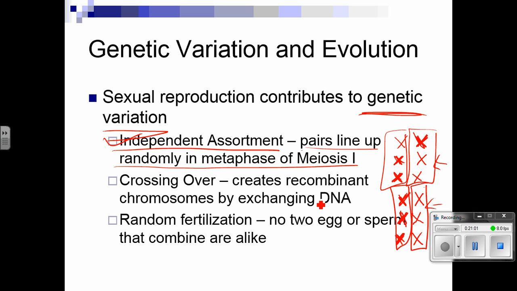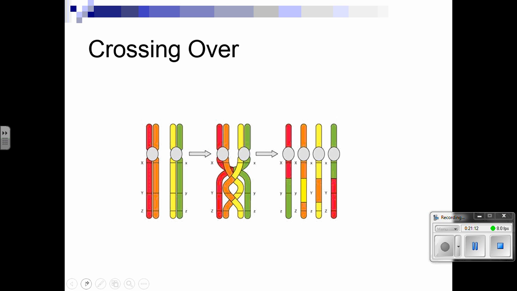Crossing over creates recombinant chromosomes by exchanging DNA. We're going to look at that here in a little bit. And then the fact that it's random fertilization. No 2 eggs and no 2 sperm are alike. And so every time they combine, it's going to create something different.